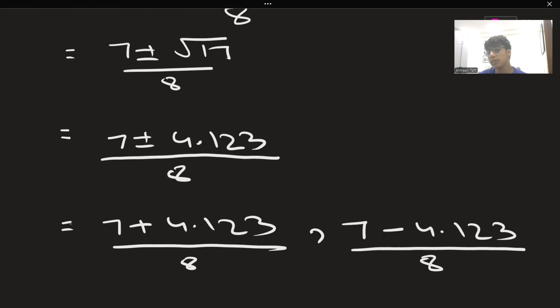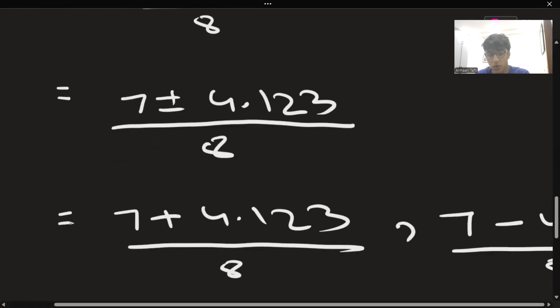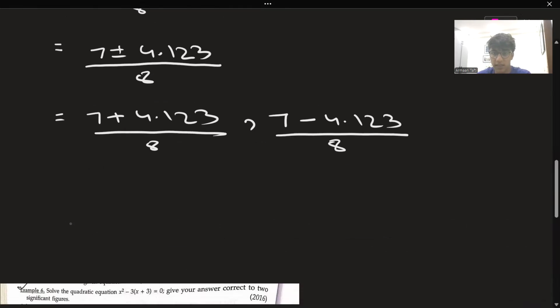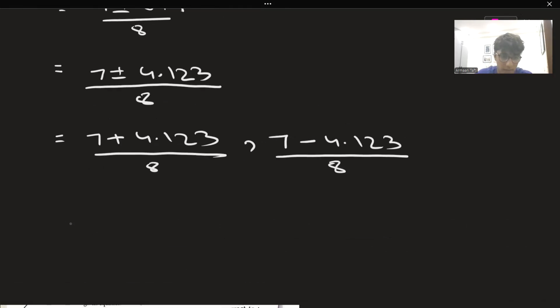You do not have calculators in 10th grade. Please, please, please, you should be comfortable with these calculations and you should not mess these up because these are literally free marks. There's no analytical thinking, there's nothing. Free marks, guys.